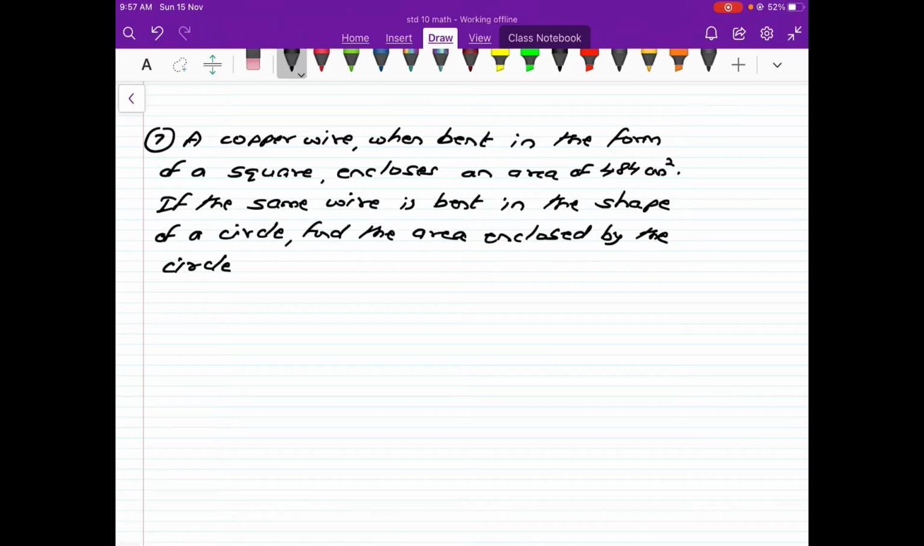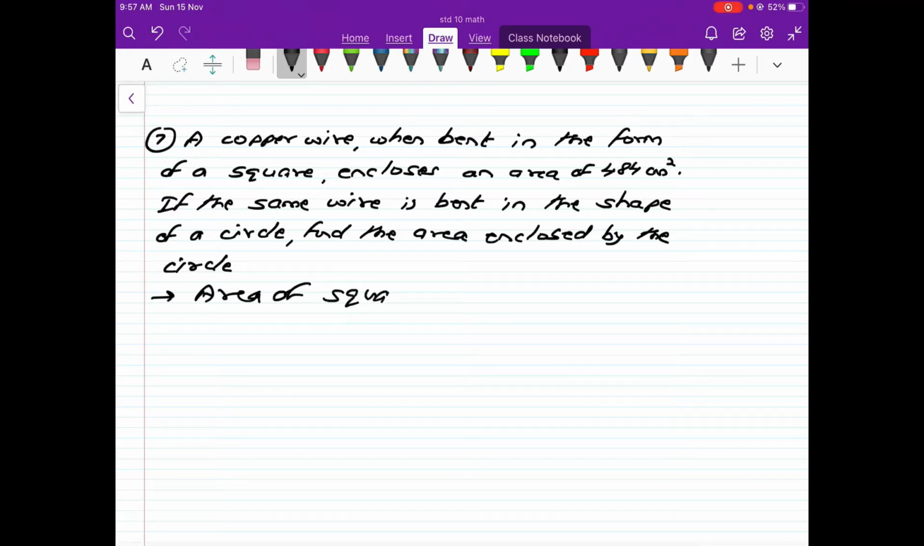The next sum is this: a copper wire, when bent in the form of a square, encloses an area of 484 centimeters square. When the same wire is bent in the shape of a circle, you have to find the area it encloses. So what we will do is, it is like this. The area of the square is given to us.